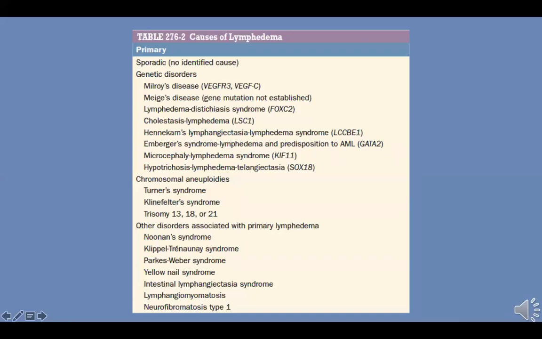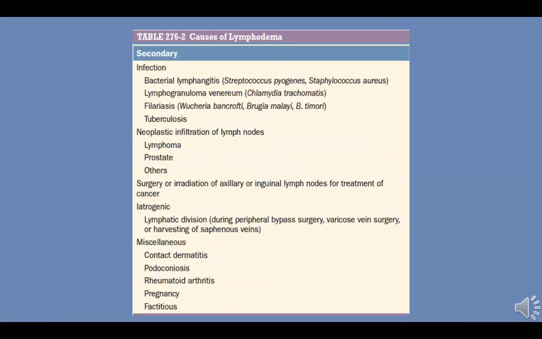This table shows the causes of lymphedema. It can be primary, either sporadic when there is no identifiable cause, due to genetic disorders, due to chromosomal aneuploidy, and other disorders associated with primary lymphedema. It can also be secondary due to infection, neoplasm, post-surgery or irradiation of the axillary or inguinal lymph nodes for the treatment of cancer. It can be iatrogenic or miscellaneous.